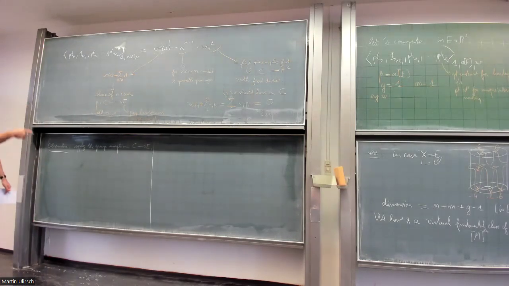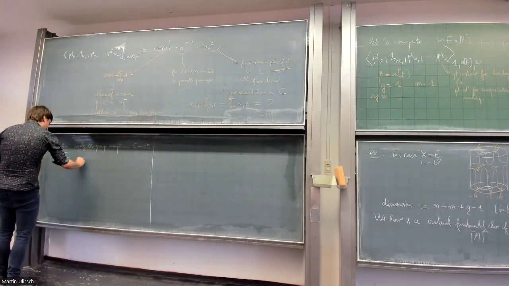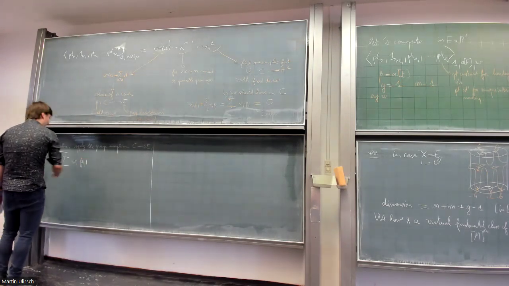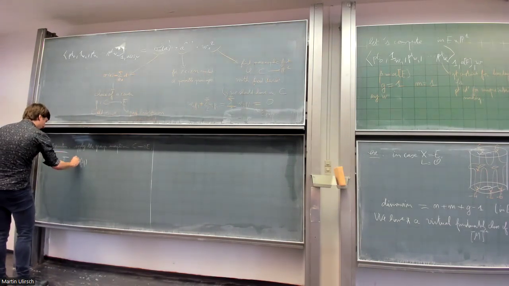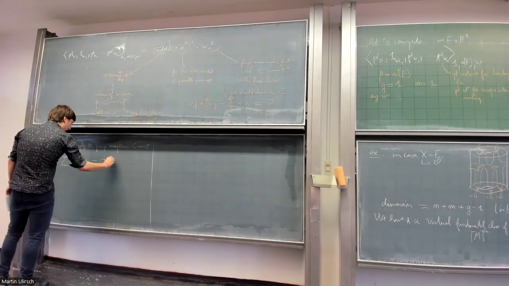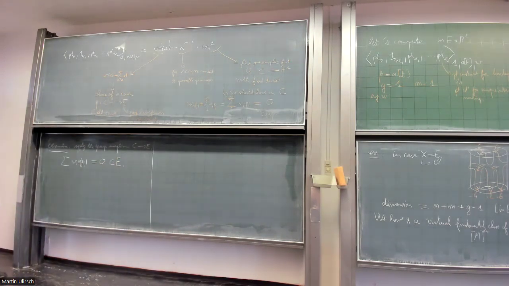So previously, I had the sum of Wi pi equal to 0. So I still get the sum of Wi f of pi, with projection, which is 0, but now inside E. Meaning there is a relation between the points in which I intersect the divisors.